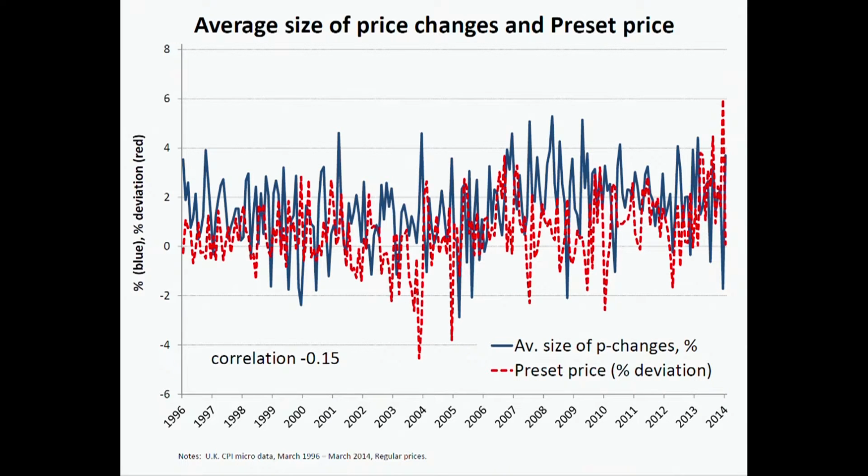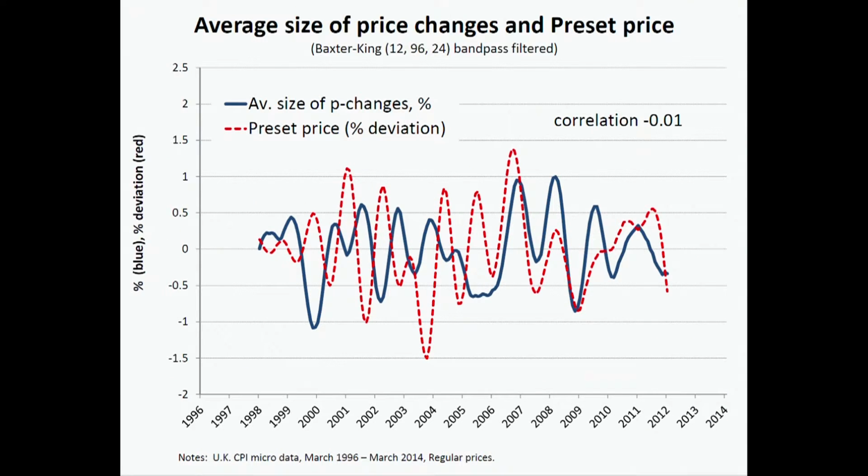So I take out very low and very high frequencies by the Baxter-King filter, and this is what you get. So the correlation here is pretty much zero. Okay, so this already should give you a feeling that the price selection that we document this way tends to be more on the low side, pointing towards no price selection in the data.